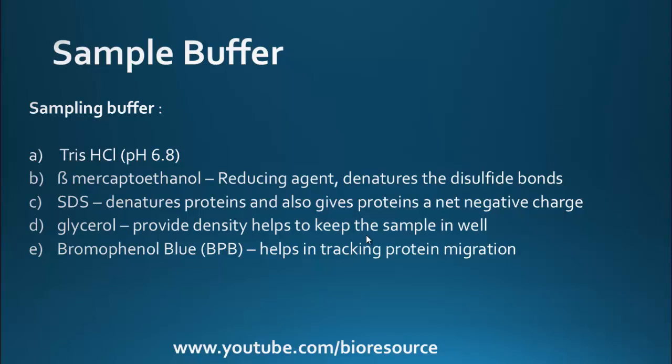So the Tris provides chloride ions, and the beta-mercaptoethanol is used as a reducing agent which denatures the disulfide bonds of the protein. SDS also denatures protein, and also it gives the protein a net negative charge. SDS binds to the amino acid side chains and gives the negative charge. So SDS is an anionic detergent, and upon binding to the protein gives a net negative charge to the protein. The glycerol used in the buffer provides density or viscosity to keep the sample in the well. And the bromophenol blue is used as a tracking dye for tracking the migration of protein on the gel.